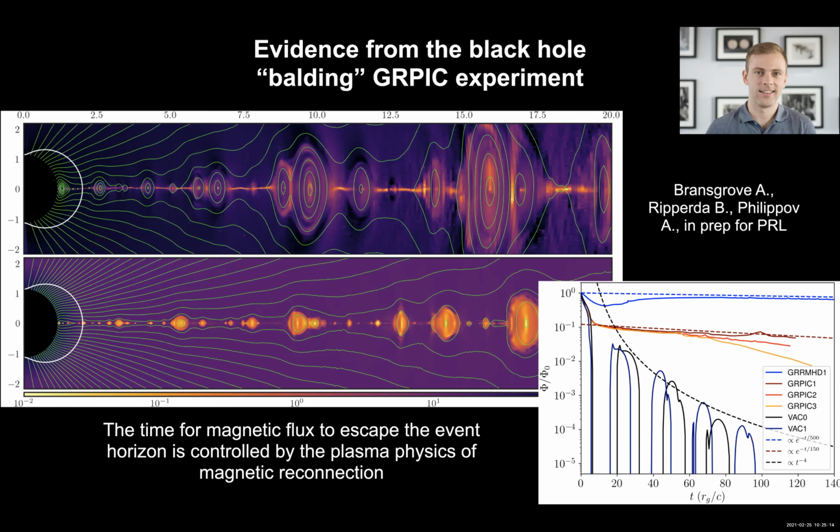So the field lines would open up, and you'll find a nice current sheet in the equatorial plane. Ashley Bransgrove, a student at Columbia, did a very nice analysis of both GRPIC simulations and resistive MHD simulations. What we find is that the rate at which the magnetic flux on the horizon declines is actually different between MHD and PIC. This is fundamentally true because the magnetic reconnection rate is different in collisionless plasma and in resistive MHD. And if anyone wonders why, I can answer in the question section.